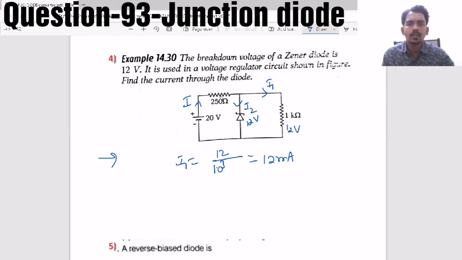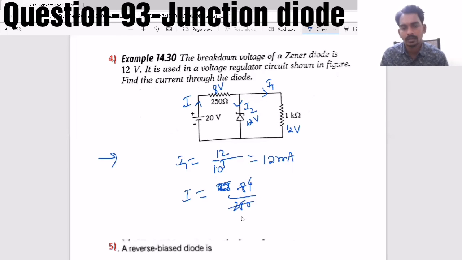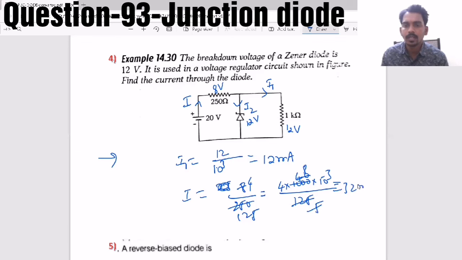Now here 12 volt is gone, means the remaining 8 volt will appear here. So 8 volt is appearing here, means the total current I equals 8 by 250. Like 2 4s and 2 125, now 4 by 125. Now to calculate it, just take 1000 into 10 power minus 3. 25 5s are 125, 25 4s are 100, 8 into 4 is 32. Now it will become 32 milliampere total current.